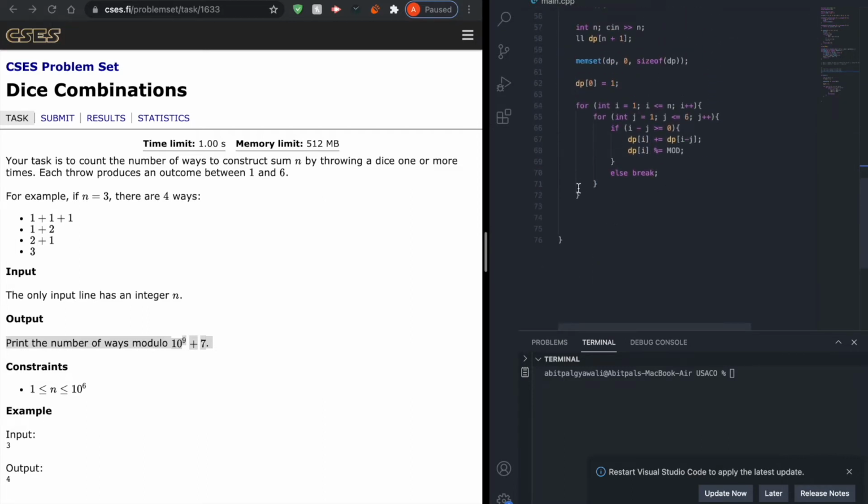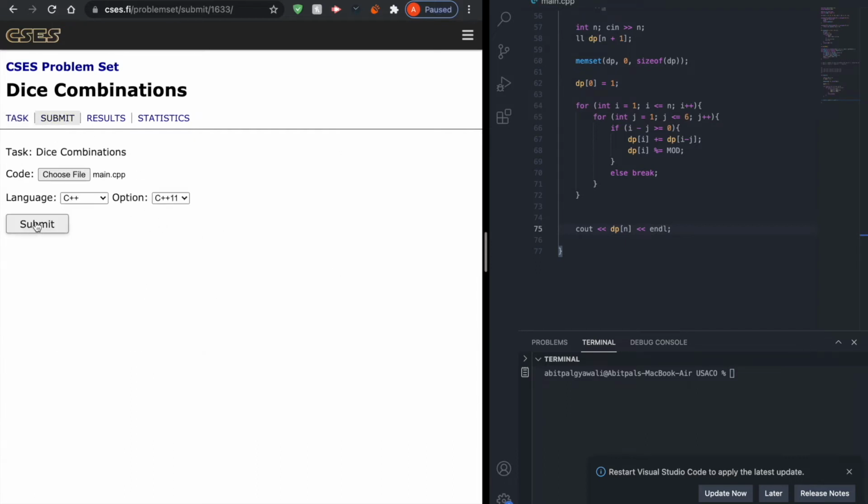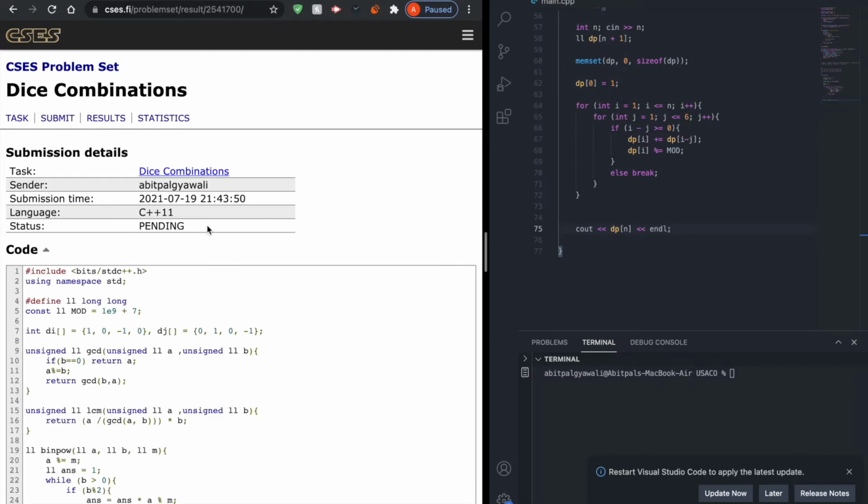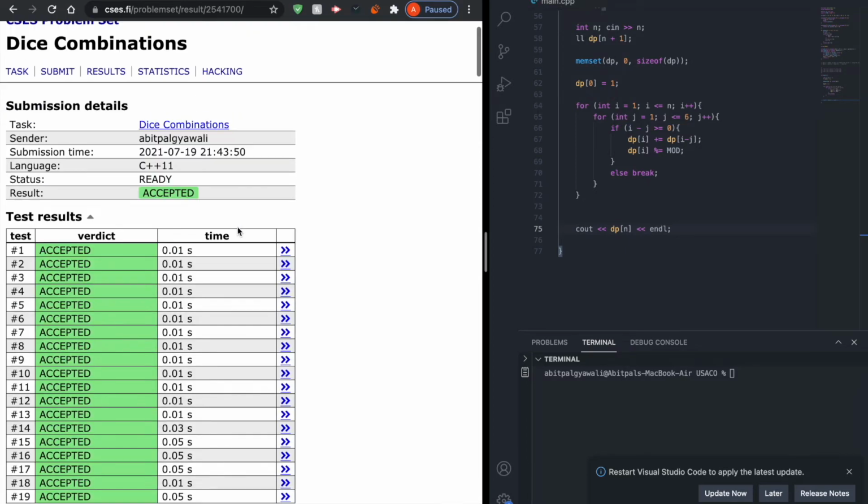And then cout dp[n]. We just output that. Hold on. Main.cpp. And then 3 is 4. That works. We'll just submit the CPP, and we'll just submit it. That works.